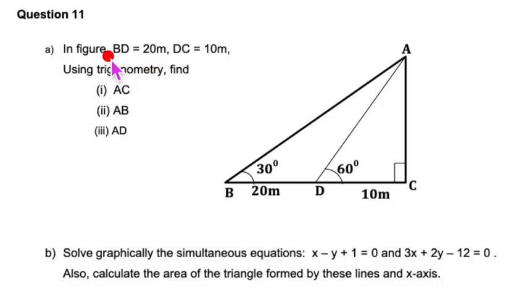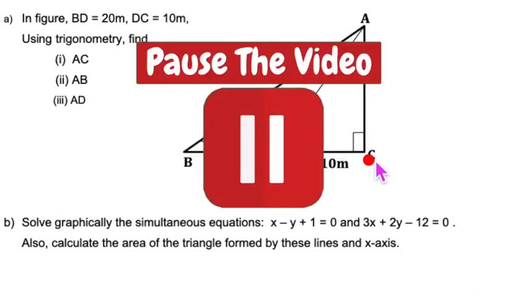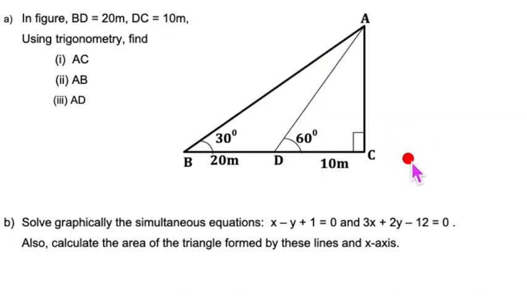Now we come to the last question of this paper, question number 11. In the figure, BD is given as 20, DC is given as 10, so this full thing is 30 meters. Use trigonometry to find AC, AB, AD. As the diagram is already there for me, I will not draw it this side, but you will have to draw this. So pause the video, you can draw it, start solving it, and then check up with my solution.